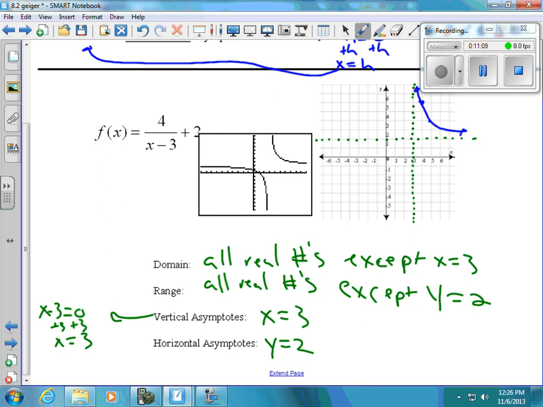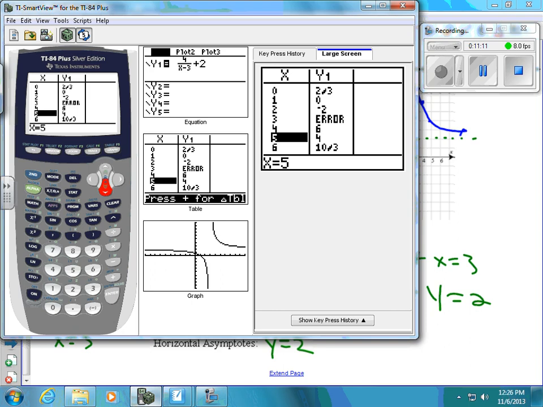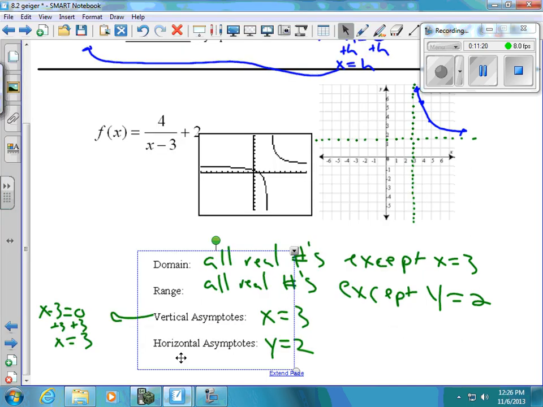Here's the graph. Then I can do the same thing for left of my asymptote line. I could do 1, 0, and 2, negative 2. So 1, 0, 2, negative 2. Connect the dots.